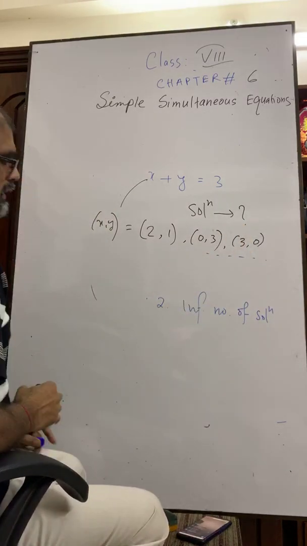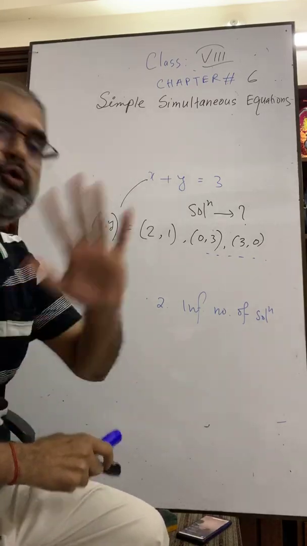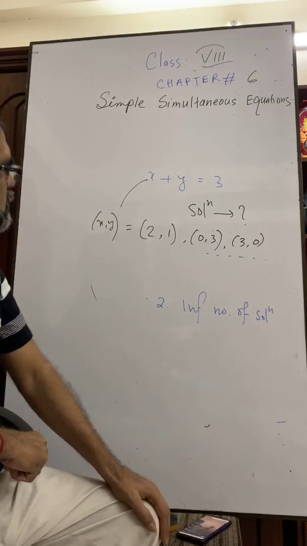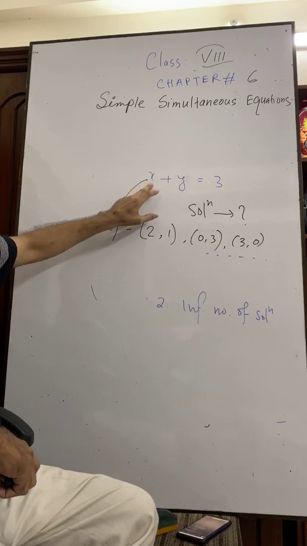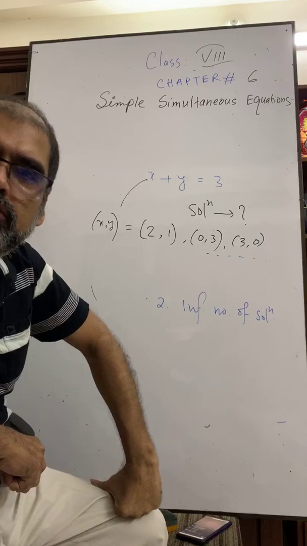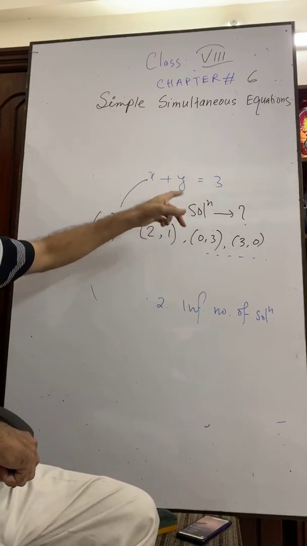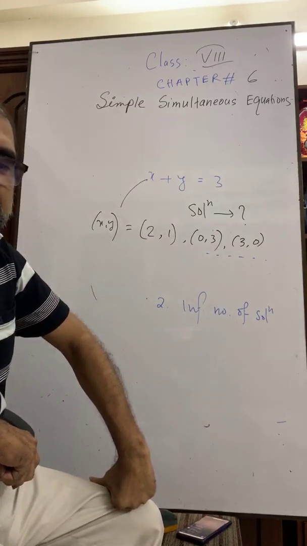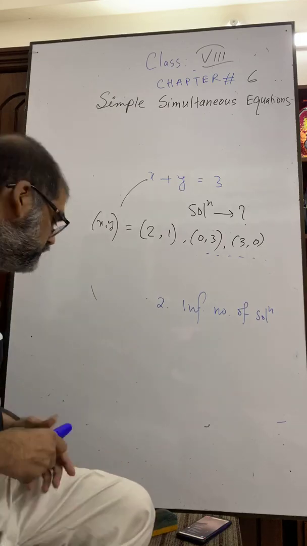You can find solutions as you want. Infinite number of solutions. Suppose x equals 5, then y equals minus 2. x equals 10, y equals what? Minus 7. So there are infinite number of solutions. Okay, very good.